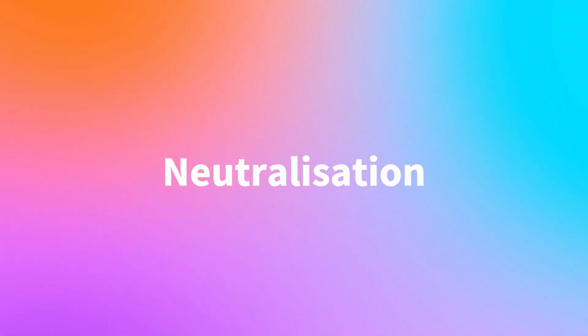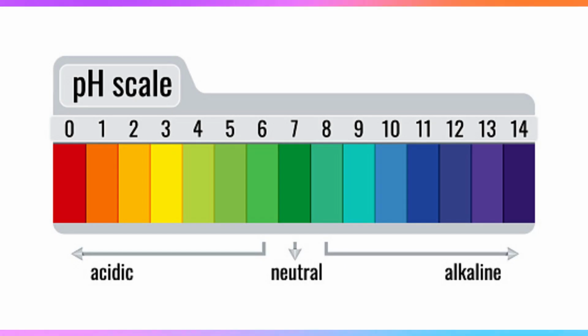The key thing for neutralisation is the pH scale, and you need to know that neutral pH is pH 7, and that will be green in UI.